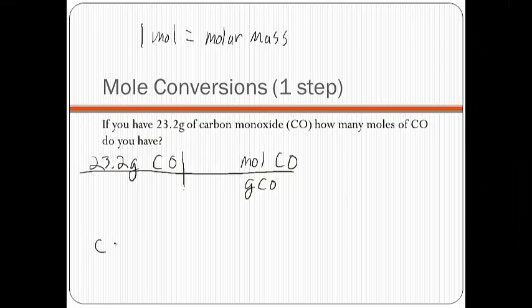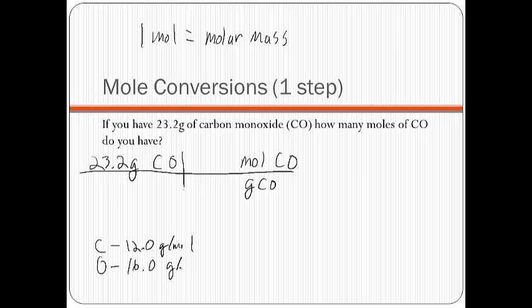So, yes, you have to go through and figure out, well, carbon on your periodic table is 12.0 grams per mole. And oxygen is 16.0 grams per mole. And if you look, there's no subscripts here, so they're both 1. So we can just add them up. And so the molar mass here is 28.0 grams per mole.